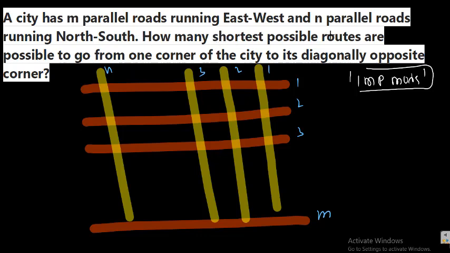How many shortest possible routes are possible to go from one corner of the city to its diagonally opposite corner? Means a person wants to travel from this corner to this corner. Okay, one of the ways. See, this is one of the ways. How many east blocks has he traveled here? How many roads? n roads means n minus 1 east blocks here. n minus 1 east blocks.